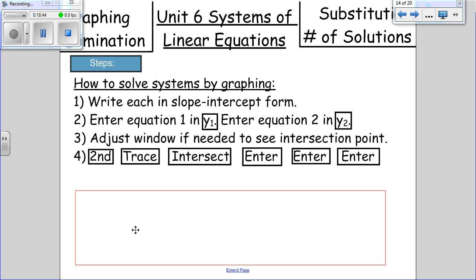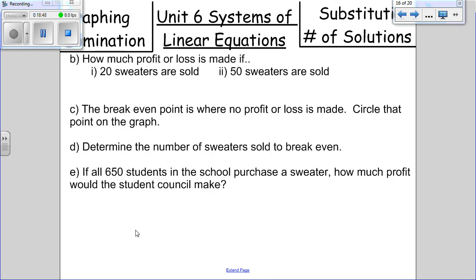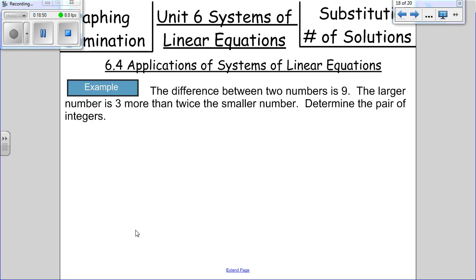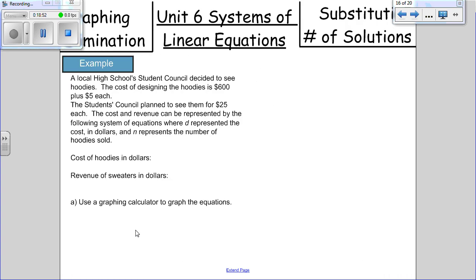We're going to do 2 word problems where graphing might be useful. The first one says, a local high school student council decided to sell hoodies. The cost of designing the hoodies was $600 plus $5 for each hoodie. So we need to create an equation for the cost of hoodies.